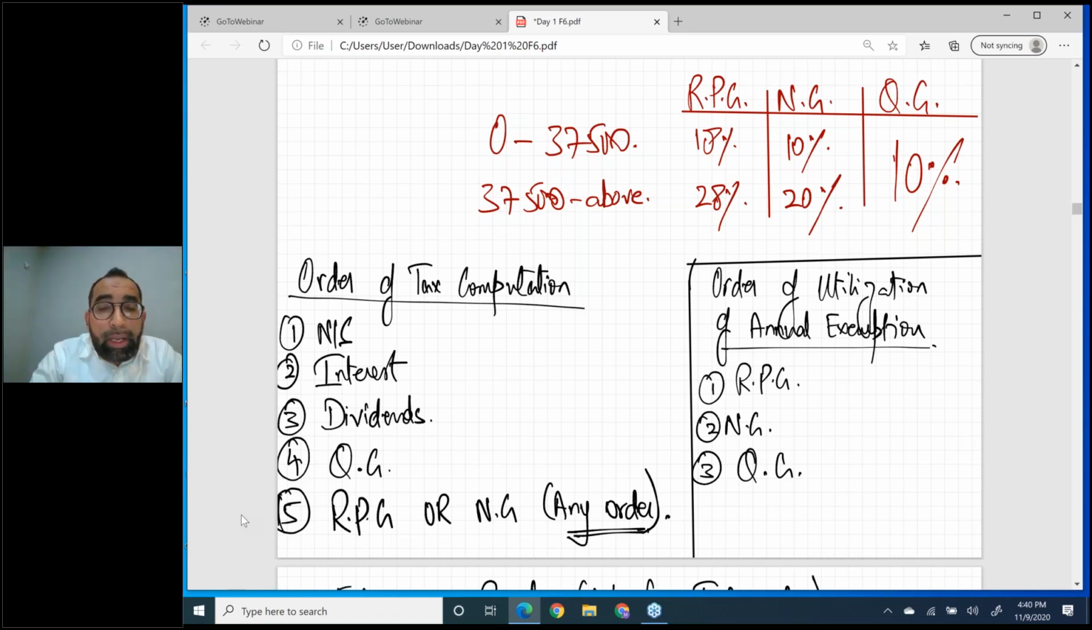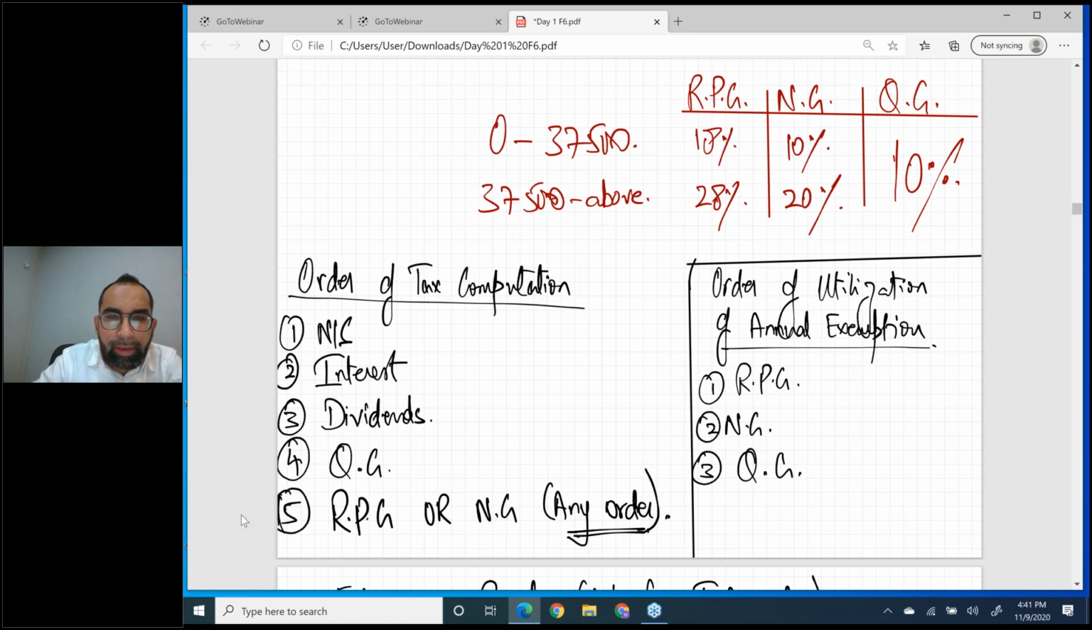Listen, there is a priority, there is an order which you have to follow. Number one, always use the annual exemption for RPG first, then NG, and then QG. This is the order. This is the order of utilization of the annual exemption.